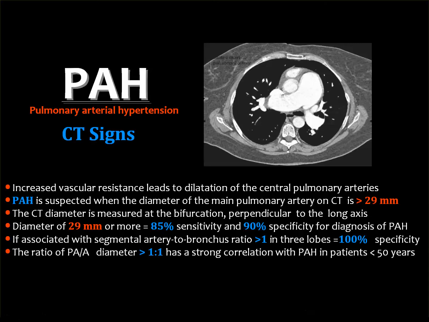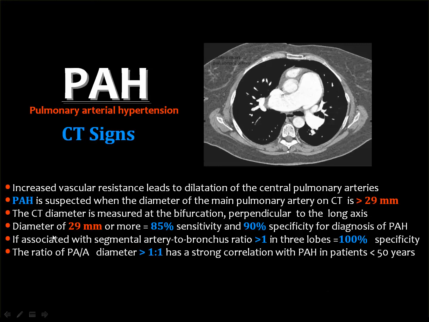Then there are many signs for the diagnosis of pulmonary arterial hypertension, and these signs include: number one, dilatation of the main pulmonary artery with a diameter more than 29 millimeters. The diameter is measured at the bifurcation, perpendicular to the axis of the artery. As I mentioned before, you measure a distance of about 3 centimeters, then you cross perpendicular to the axis of the artery to measure the diameter.